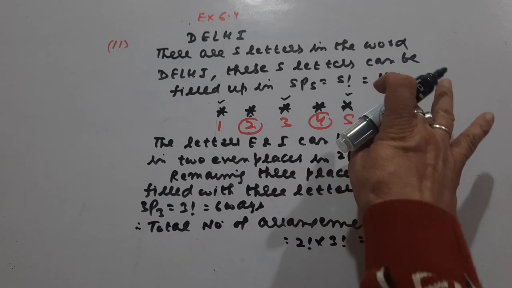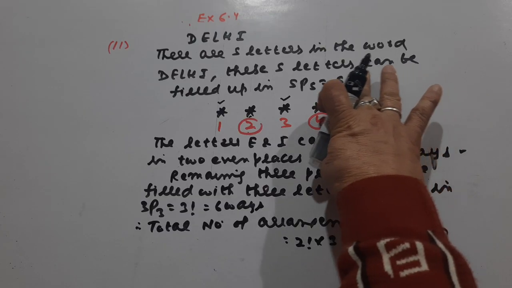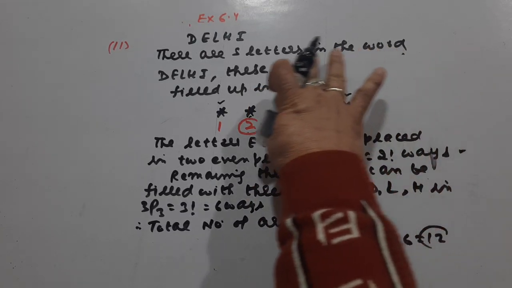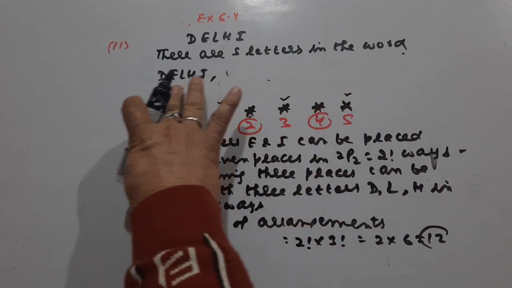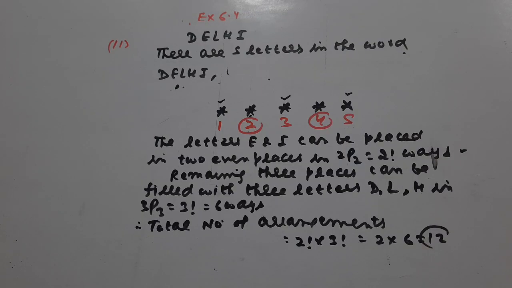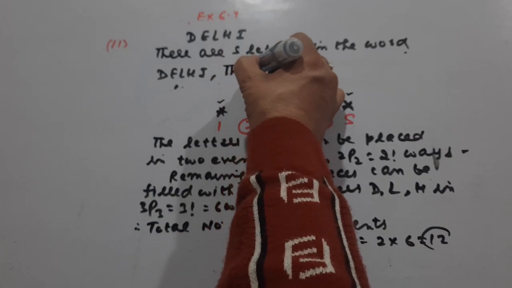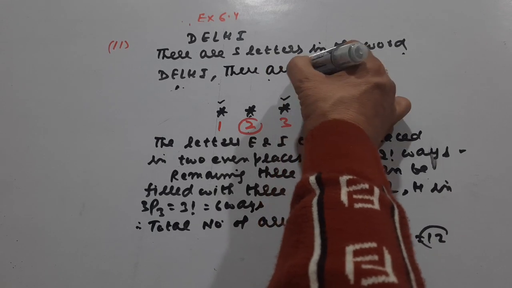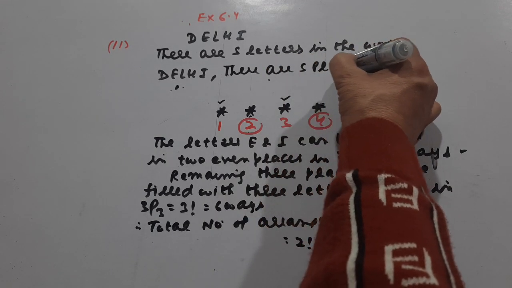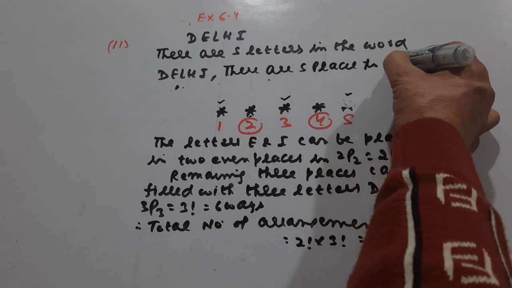So students, ये लाइन हमारी यूज नहीं है. So there are 5 letters in the word daily, right? So it means there are 5 places to be filled up.